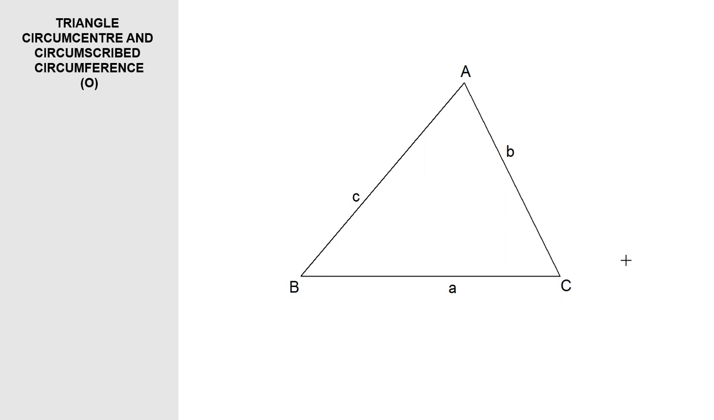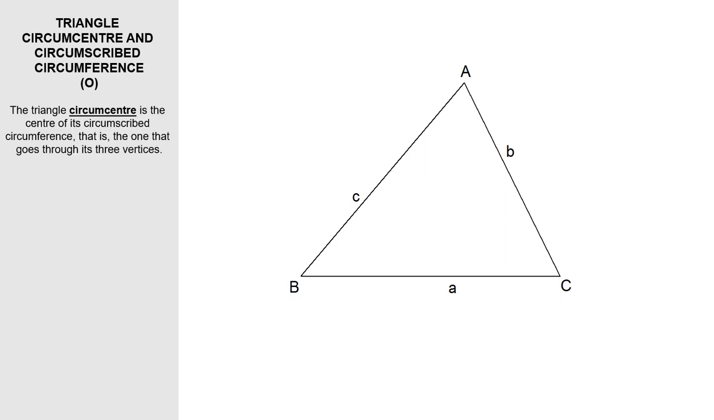Since the perpendicular bisector of a line segment is the straight line whose points are centers of circumferences that go at the same time through the edges of the line segment, the triangle circumcenter is the center of its circumscribed circumference, that is, the one that goes at the same time through the three vertices of the triangle.